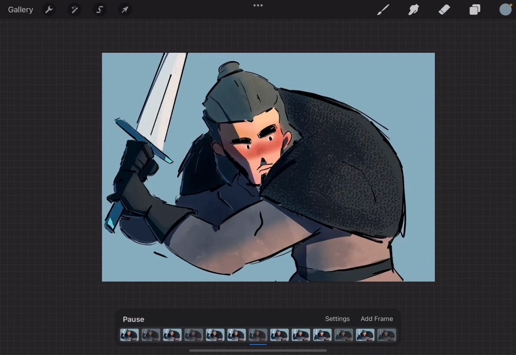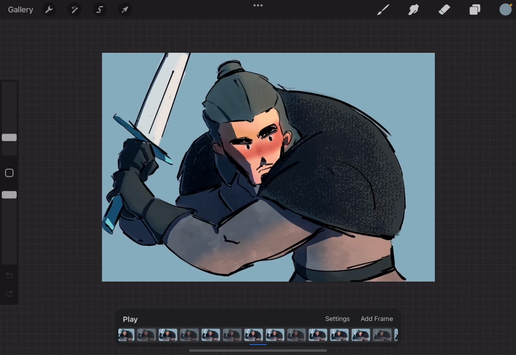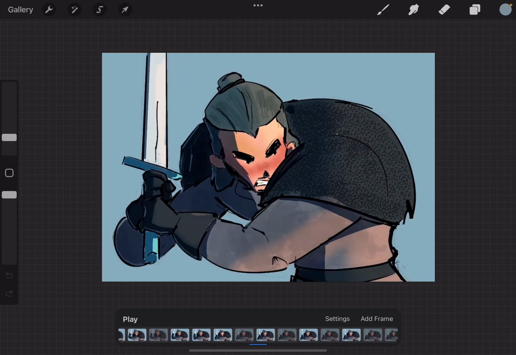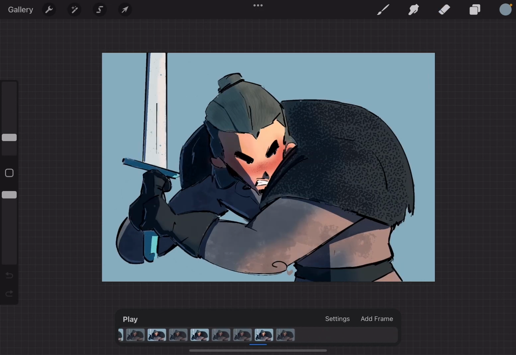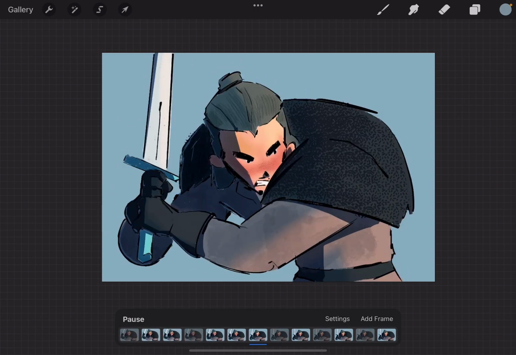We can also do something more subtle, like with this character here. The drawings at the beginning are closer together than these drawings in the middle. And then the drawings at the end are barely moving at all. So although our character doesn't move a great distance, we can still feel the weight in his arms.